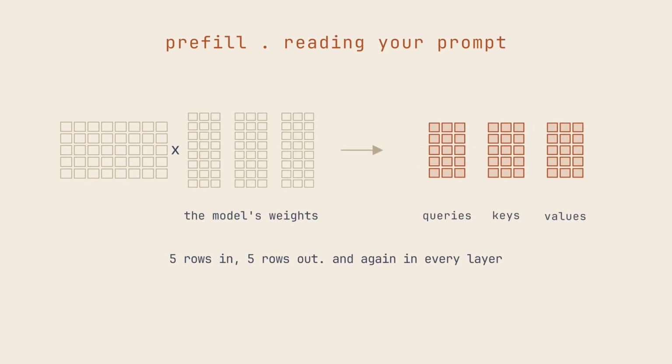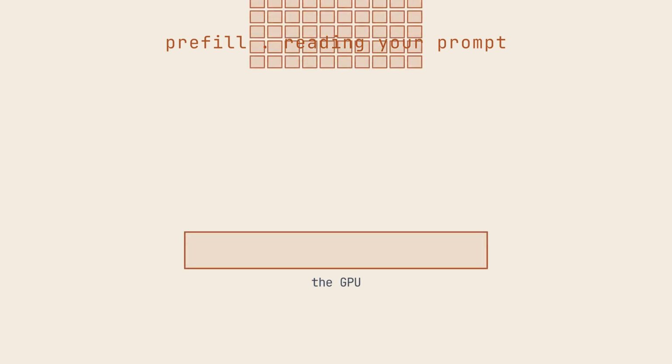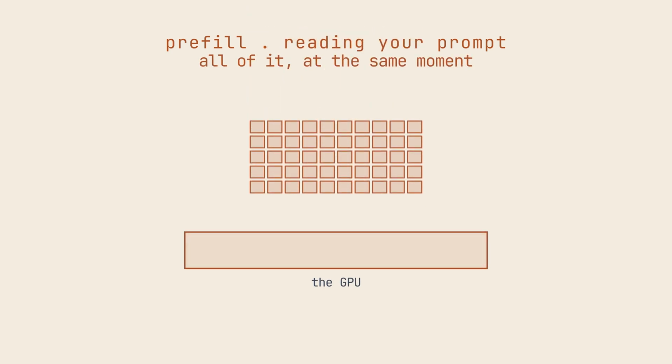So that prompt matrix gets multiplied by those weight matrices, and out the other side come 3 more matrices. Queries, keys, and values, one set of them for every single token you sent. And that happens again in every layer of your model. 3 grids of numbers out of one prompt over and over. Every token arrived at the same moment, so nothing in there is waiting on anything else, which means every last piece of that multiplication can happen at the same time. And what you are left with is one matrix multiplied by another at a genuinely enormous scale.